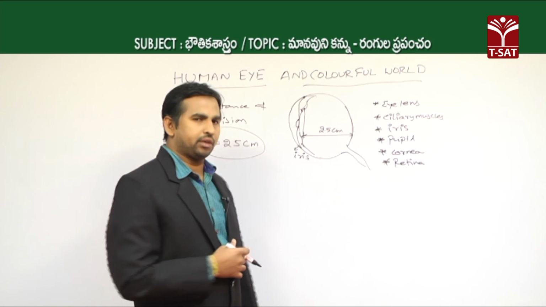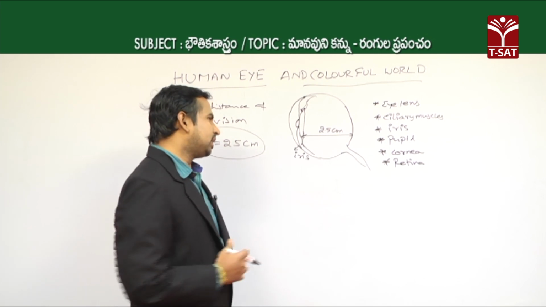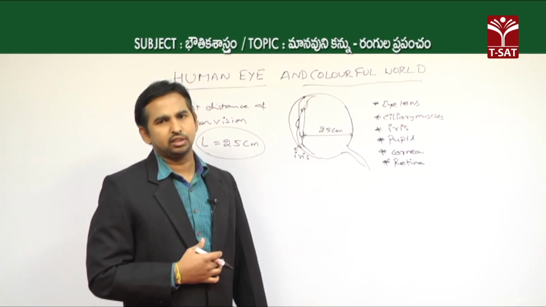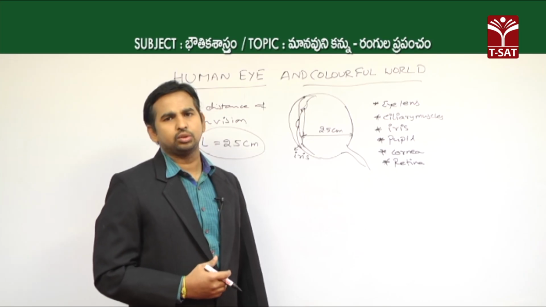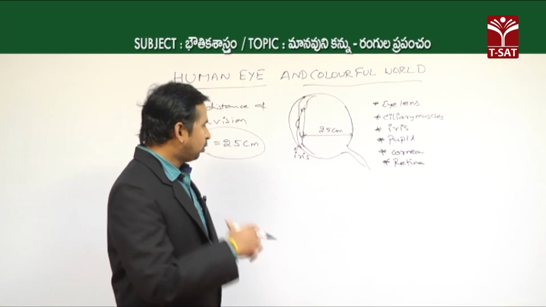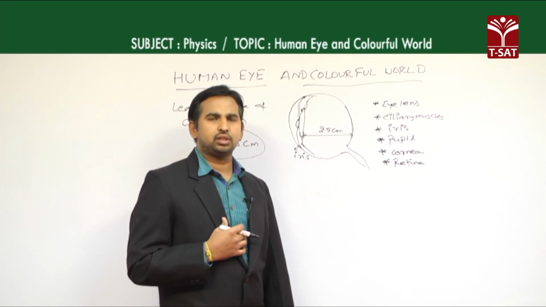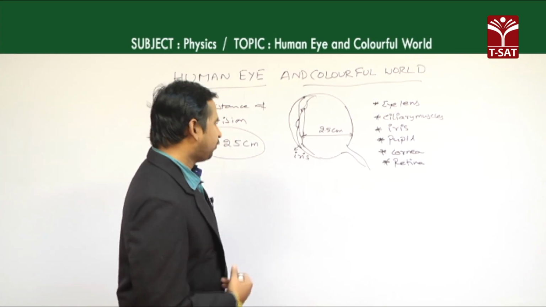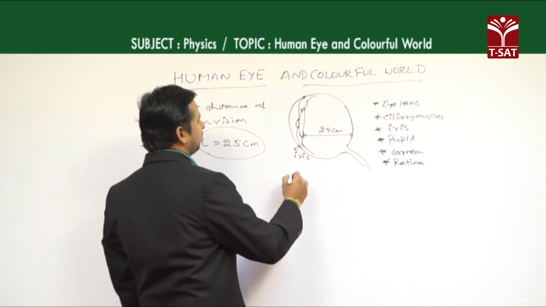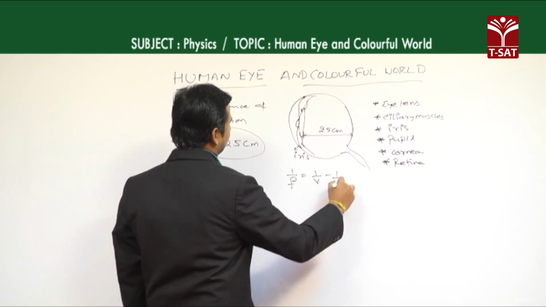This is an average value, and it may change from person to person. So, on average we have 2.5 centimeters from the eye lens to the retina. Most questions on this are based on the fact that this retina distance is always fixed and we cannot change it. When forming the image, we use the lens formula, 1 by f is equal to 1 by v minus 1 by u.